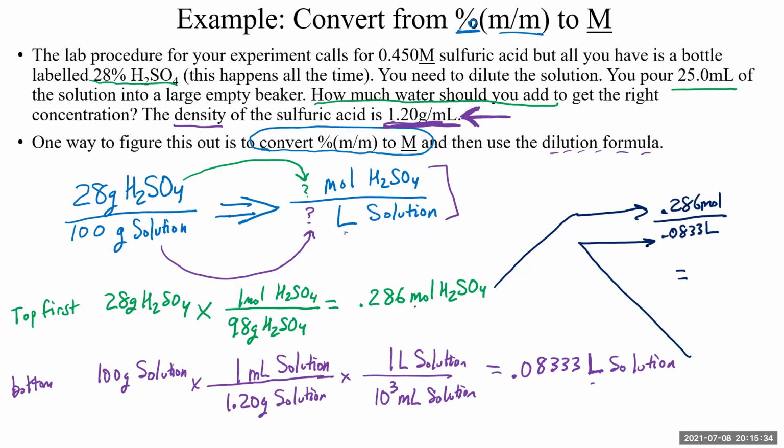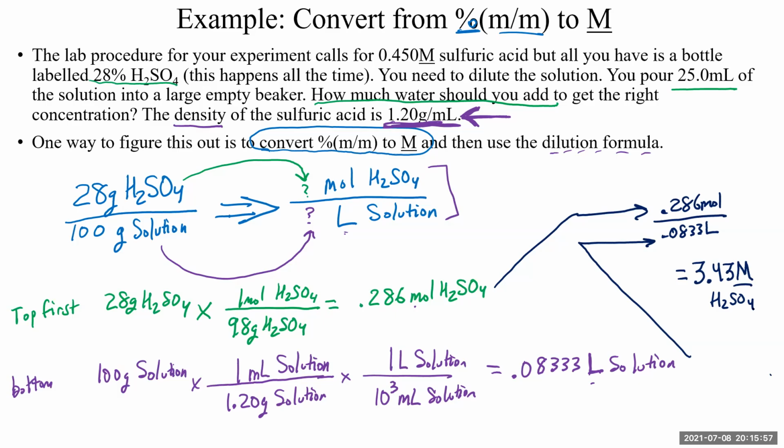0.286. I already have the number here. I'll just multiply the inverse of that. I get 3.43 molar sulfuric acid, H2SO4. That is not our final answer, right? That is just on the way to the final answer.